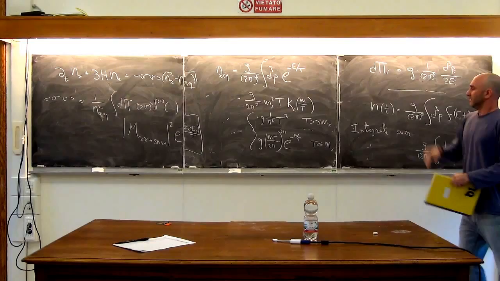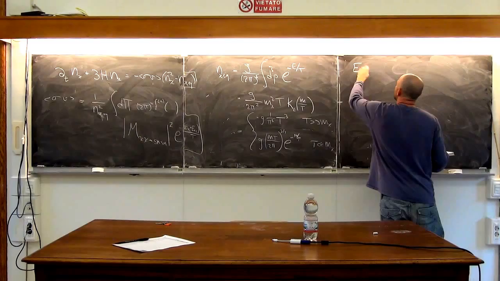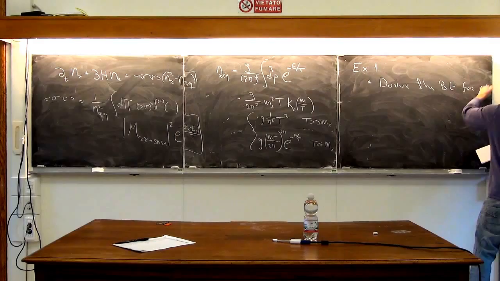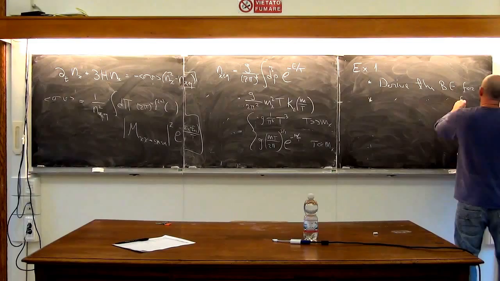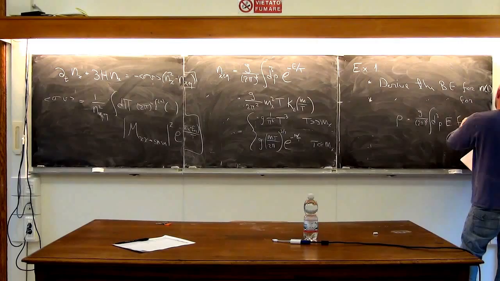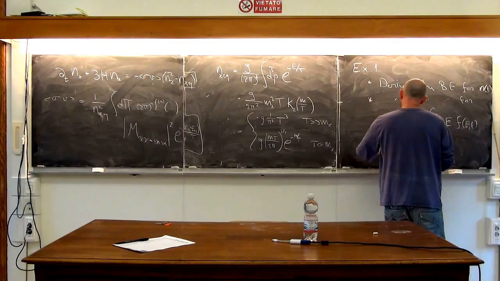Okay, so exercise number one. We are jumping a few steps here. Derive the Boltzmann equation for n. So just start with what we did and fill the gap that I had here. Then derive the same Boltzmann equation for rho, which is just g over (2 pi)^3 times the integral d^3p of E times f(E). Okay? So this is the average energy density rather than the average number density. And then explain the coefficient in front of the Hubble term.